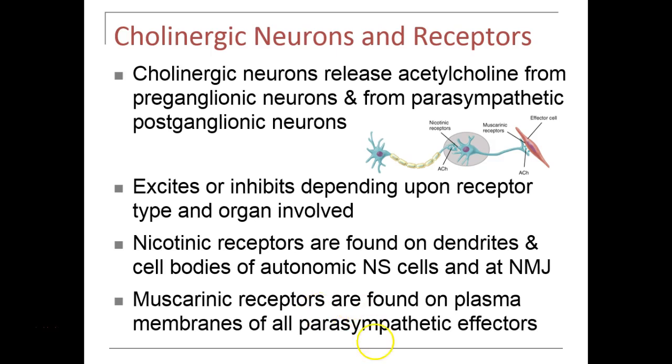Now, let's talk about the parasympathetic system with its receptors. So the parasympathetic nervous system, again, is all cholinergic. The preganglionic neuron releases acetylcholine. The postganglionic neuron releases acetylcholine, and so they're both cholinergic. Nicotinic receptors are always found on the dendrites and cell body of a postganglionic neuron only. Muscarinic receptors are always found on the effectors out in the body. So we have to know that distribution. Nicotinic receptors are found on the postganglionic neurons, but the muscarinic receptors are found on the effectors.